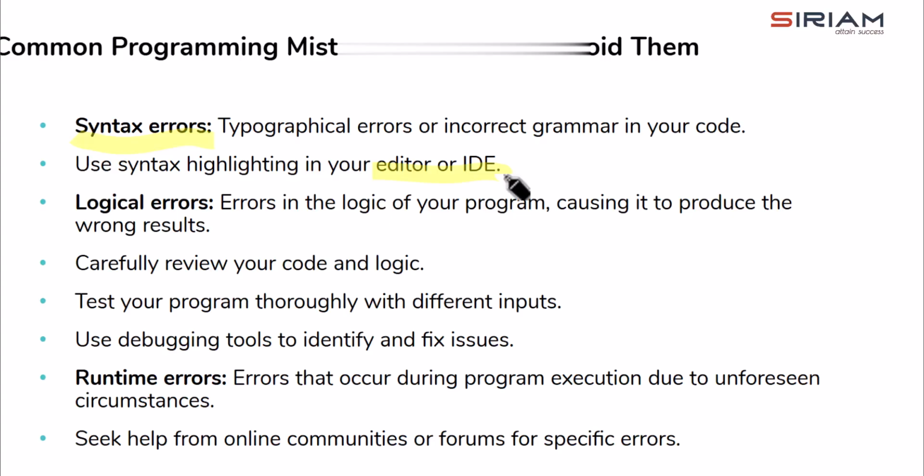Now a logical error means the meaning of the program is wrong, right? There is an error in the logic of your program, so you are simply creating a wrong output. I told you to write the code for odd even. After writing the code, I give the input 4 and the output shows odd number. So it's a wrong output, right? Everybody knows that 4 is an even number. So in that case, we have to check our logic, review our logic once again, and that kind of error is called a logical error. So carefully review your code and logic when you have this kind of error. Test your program thoroughly with different inputs and use the debugging tools, right, to fix these errors.